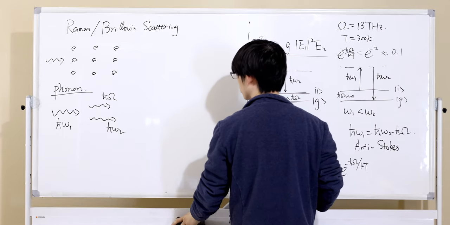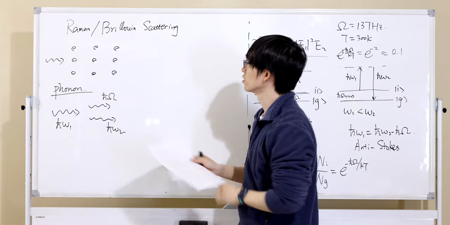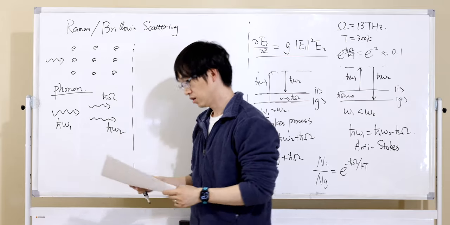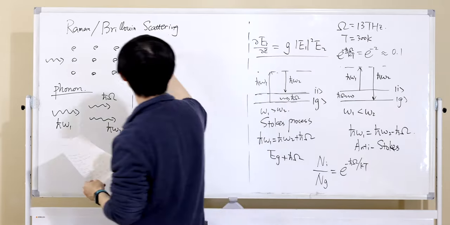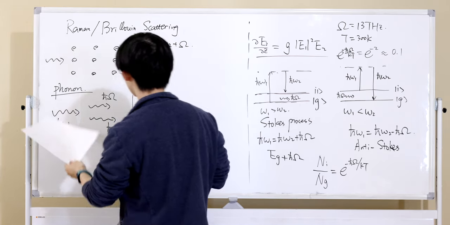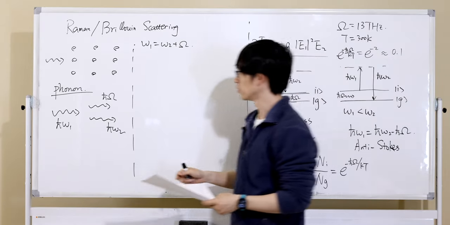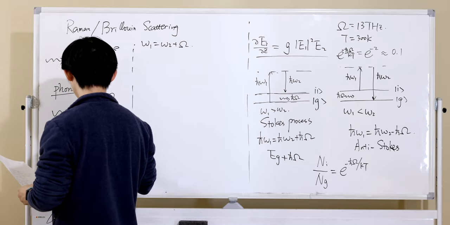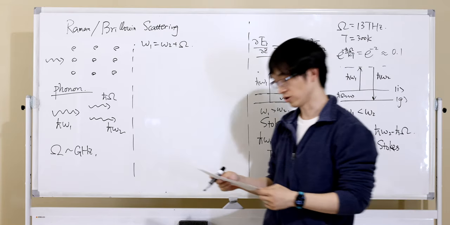But the difference here is something that we didn't talk about, which is the momentum conservation. For energy conservation, it requires ω1 equals ω2 plus Ω. It's very simple, the energy is conserved. And let's also say here, Ω is roughly gigahertz, because it's phonon, so it doesn't go to much higher frequency.